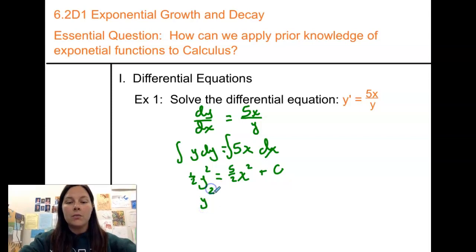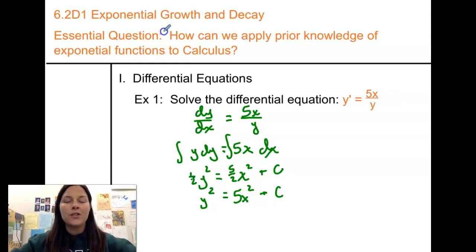So that would give me a y squared. This would give me a 5x squared. And some constant times 2 is still some constant, so that would stay as a c. This is as far as you need to go with simplifying a differential equation like this.